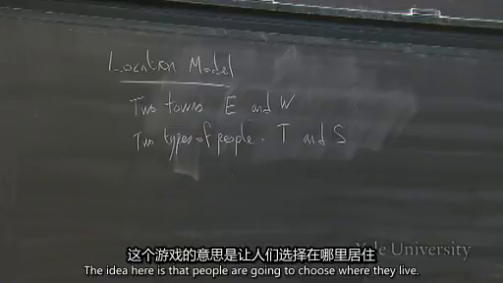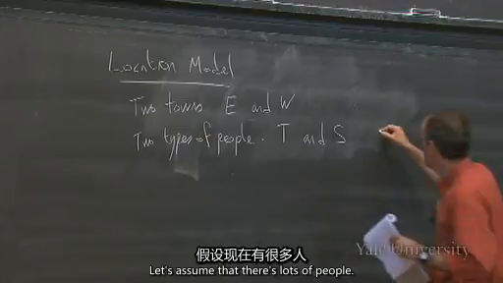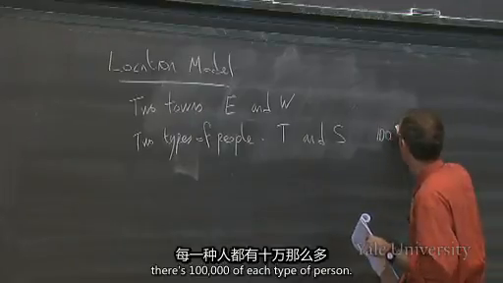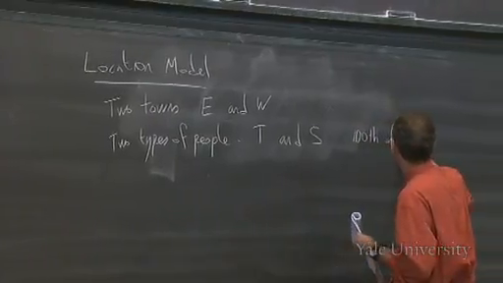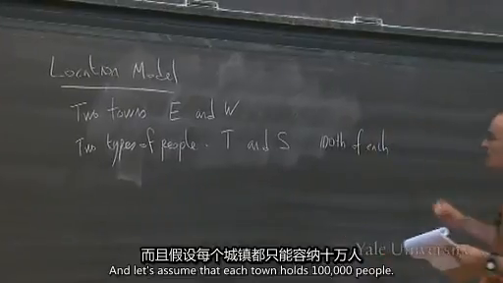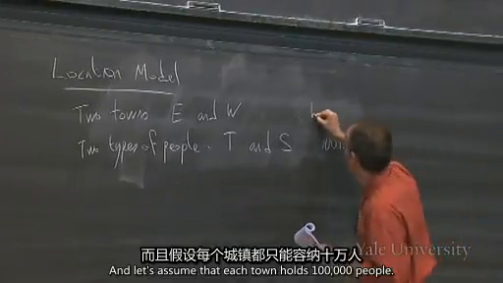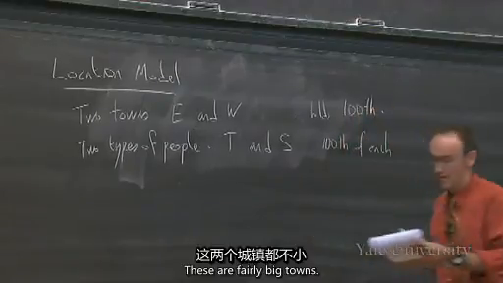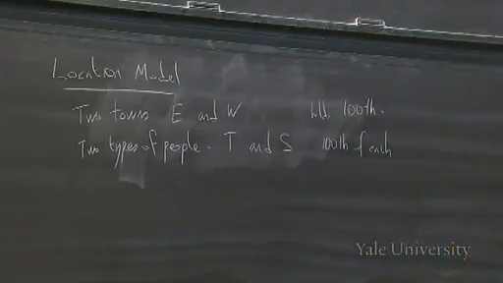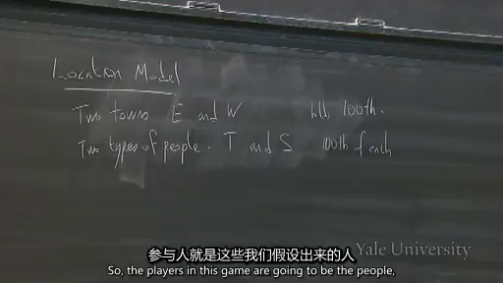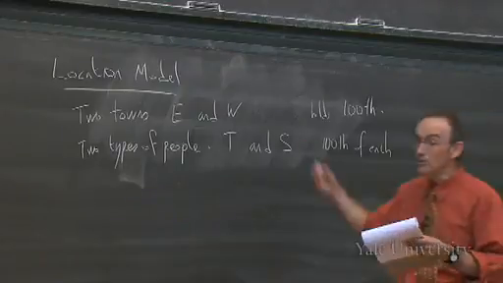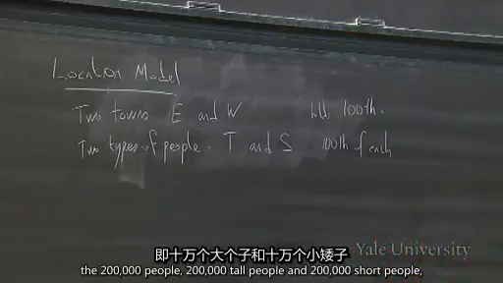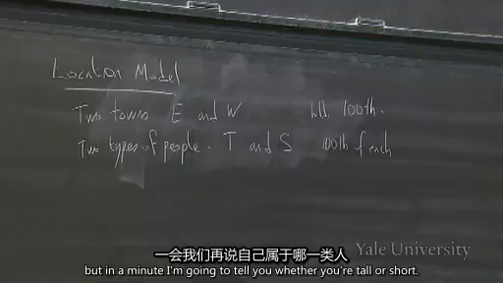All right? The idea here is that people are going to choose where they live. Let's assume that there's lots of people. There's 100,000 of each type of person. And let's assume that each town holds 100,000 people. These are fairly big towns. All right. So the players in this game are going to be the people, the 100,000 tall people and 100,000 short people. But in a minute, I'm going to tell you whether you're tall or short.